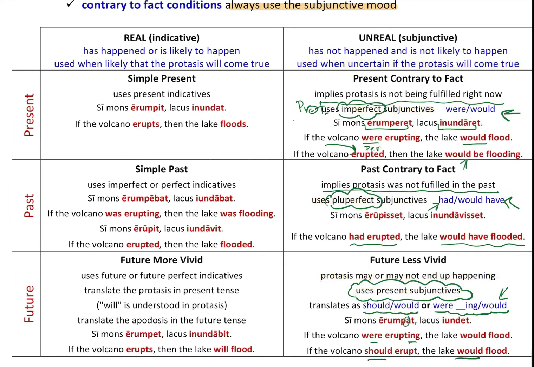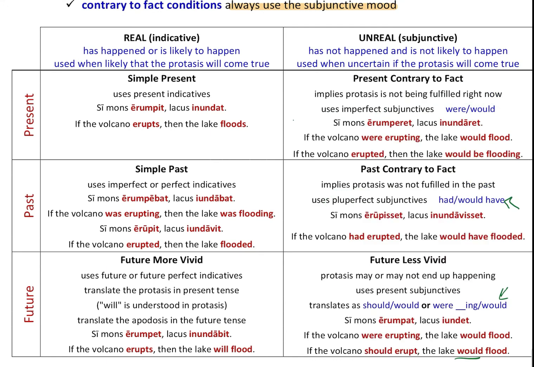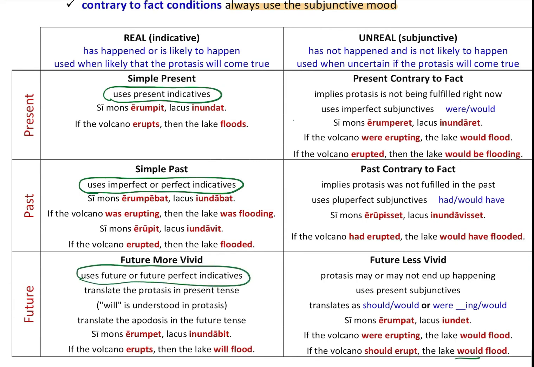So I'm going to erase all this really quick for you because I just want you to remember some things that you need to remember. Remember, simple present uses present indicatives. It's translated in the present, right? Simple past uses imperfect or perfect indicatives, right? Future more vivid uses future or future perfect indicatives. And the important thing to remember is you translate in the present tense. Okay? Now, the subjunctive, you can always recognize all of these because they start with a si or a nisi.